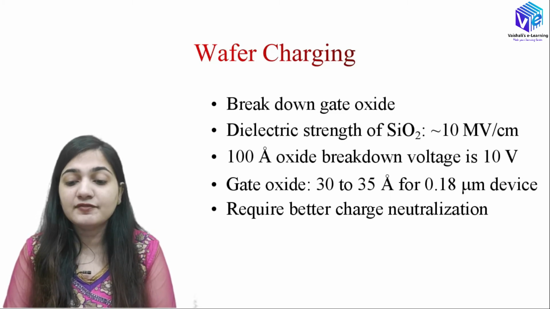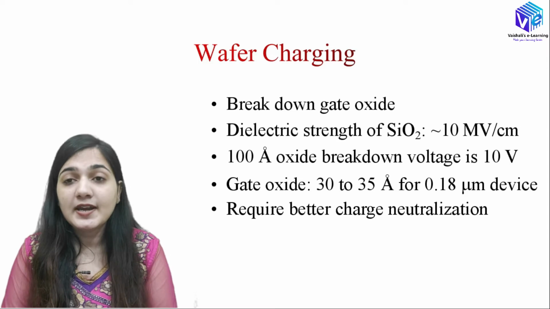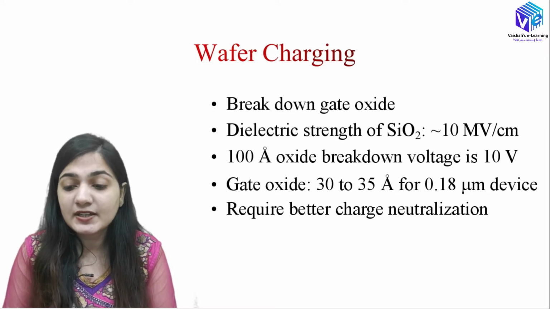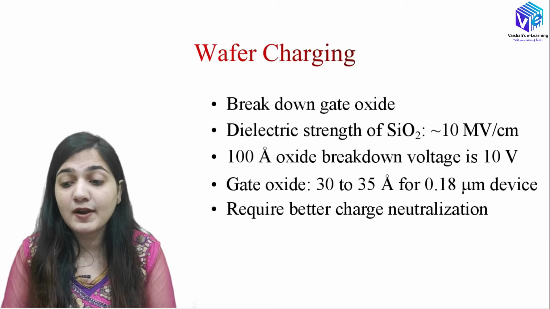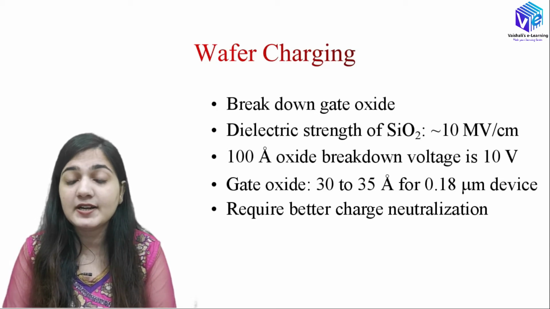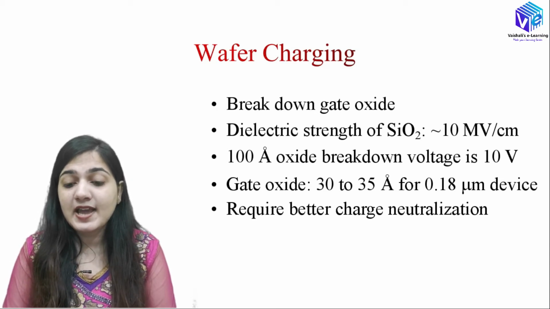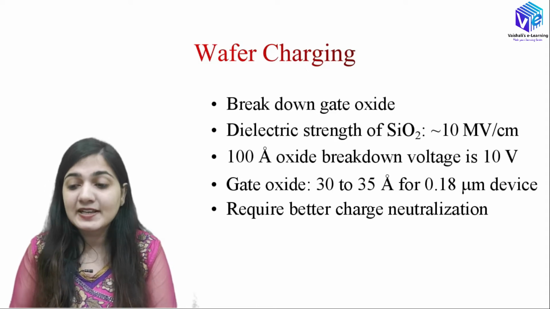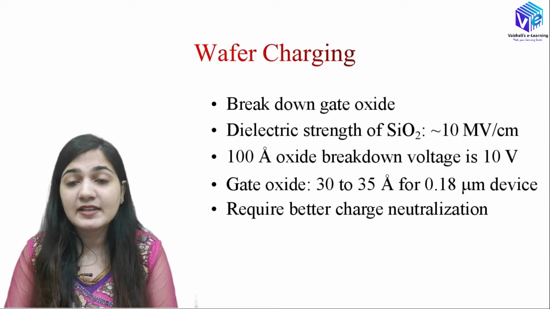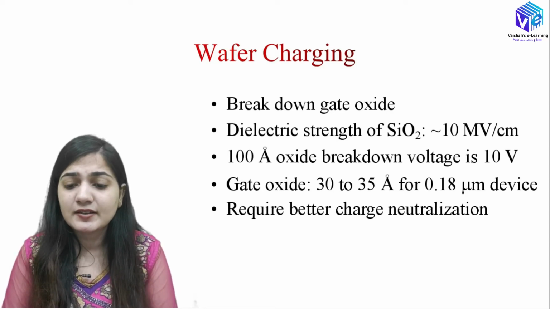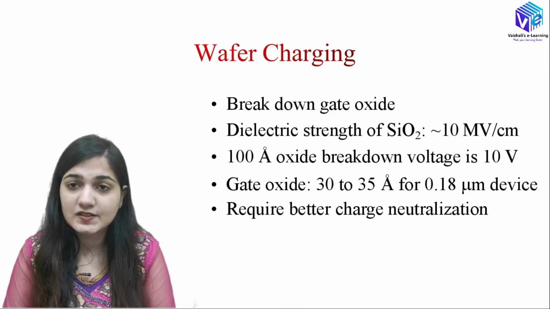Now the gate oxide layer has a thickness of only 30 to 35 angstrom in a 0.18 micrometer device. So you can understand the gate oxide breaks down at a really small voltage like 3 to 3.5 volt, which is very low. So I require a better charge neutralization system. This is a very big issue.